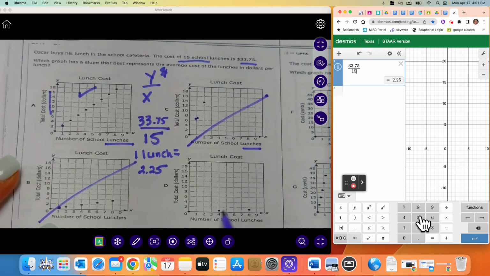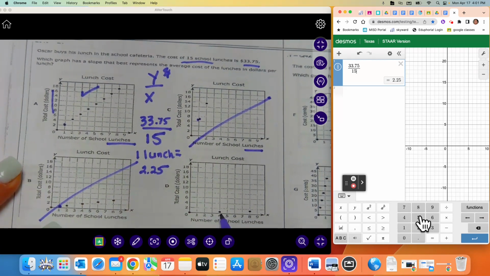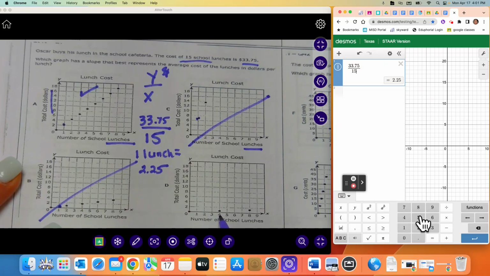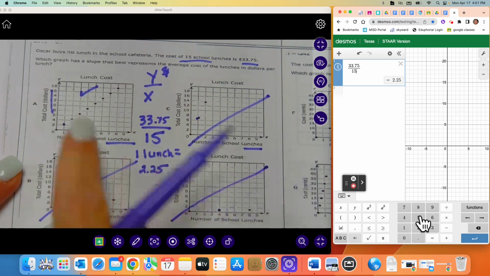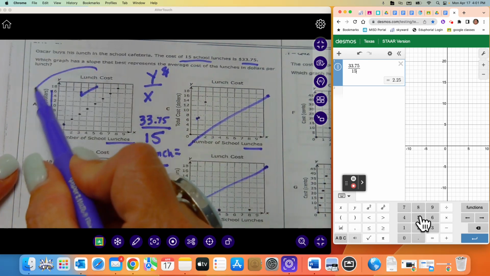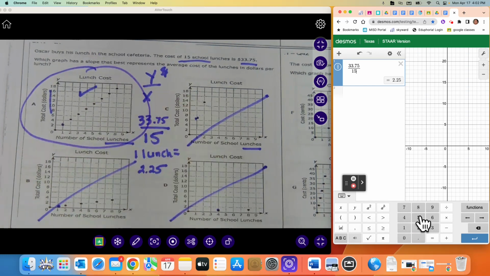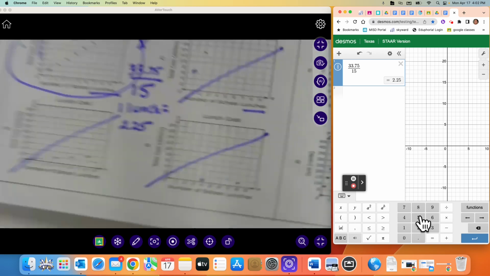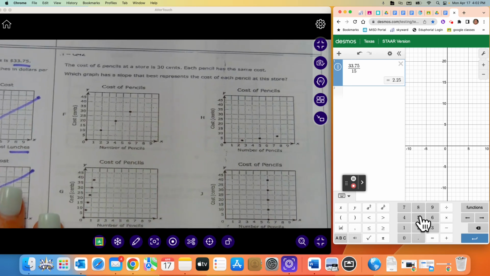And this one here, there's not a point for it, but there's a point at 4 lunches, and it's up here less than $2. 4 lunches less than $2? No. So the one it matches is this one here. Okay. Again, all we're doing is we're matching. Okay. Let's look at this one.